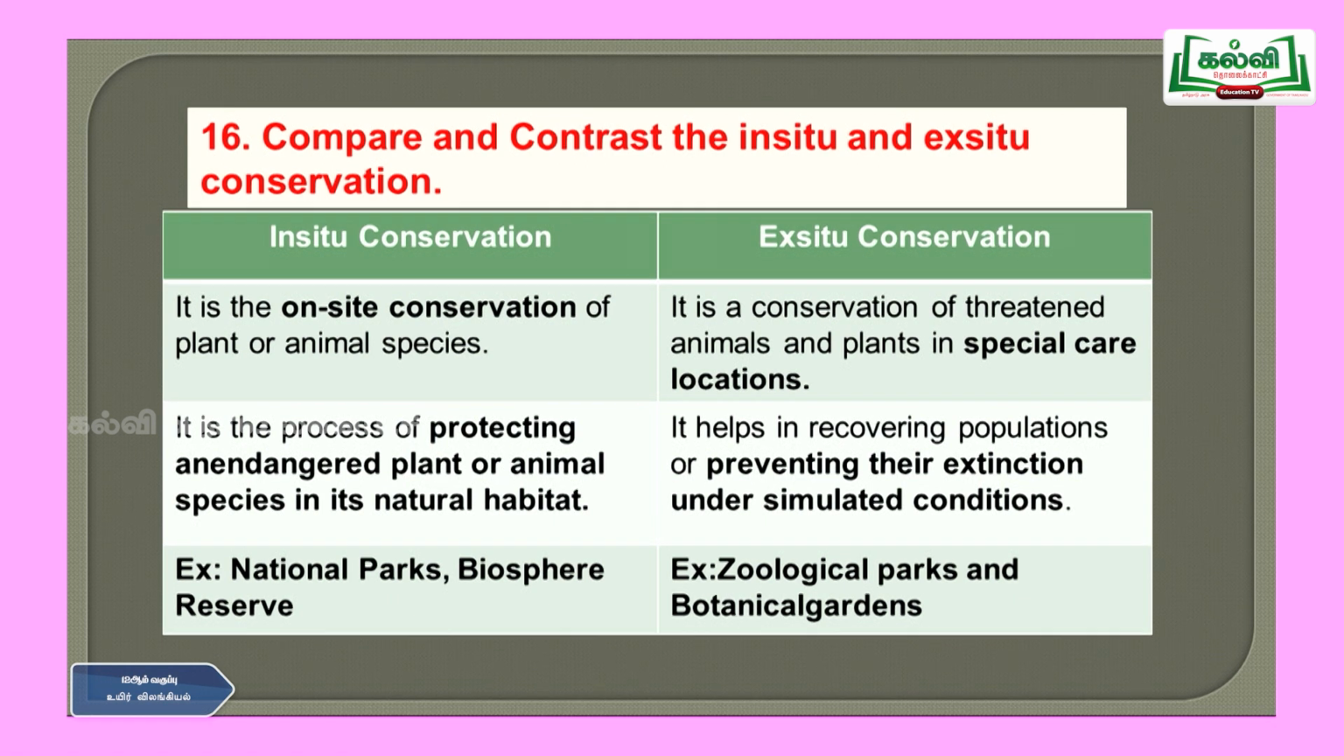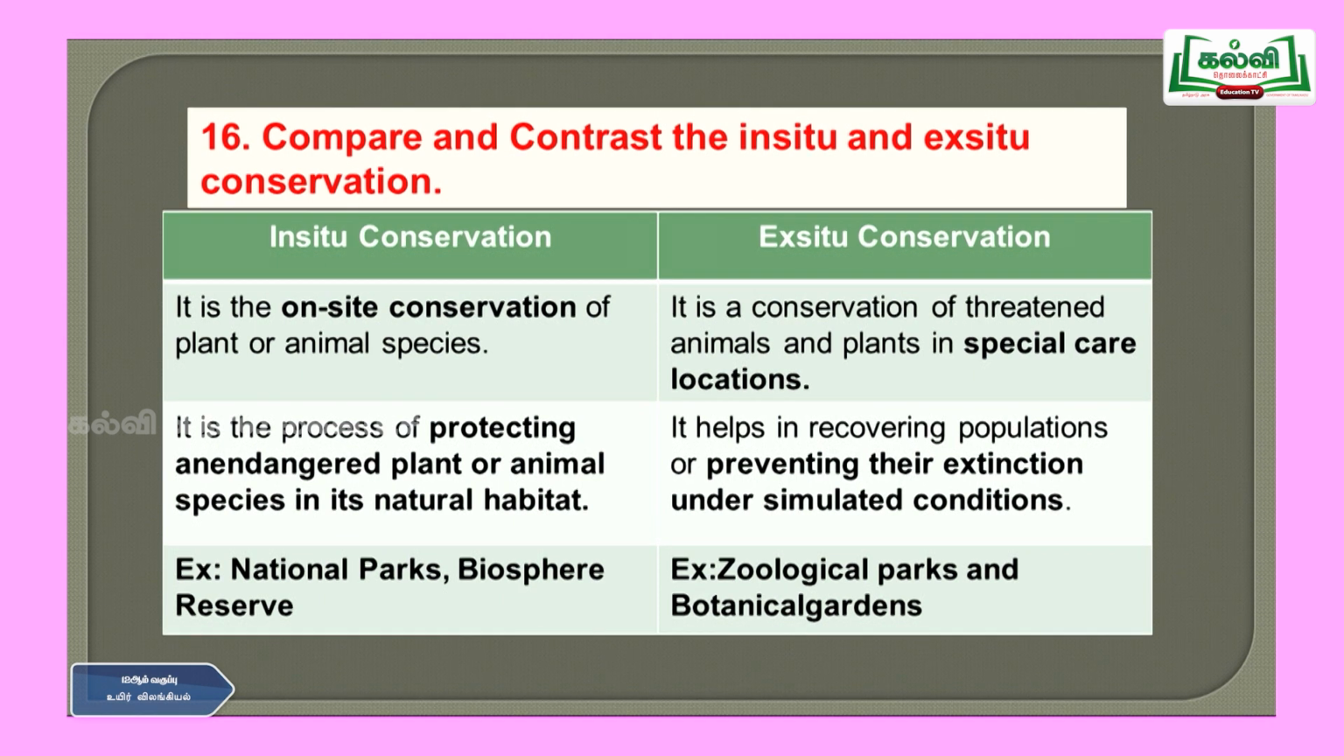So in situ conservation means it is the on-site conservation of plants or animal species. Ex situ conservation is a conservation of threatened animals and plants in special care locations. So it is a process of protecting endangered plants, animals and species in its natural habitat. Ex situ conservation helps in the recovering of the populations or preventing their extinction under simulated conditions. So we are not allowing the population to go extinct. So that is called the ex situ conservation.